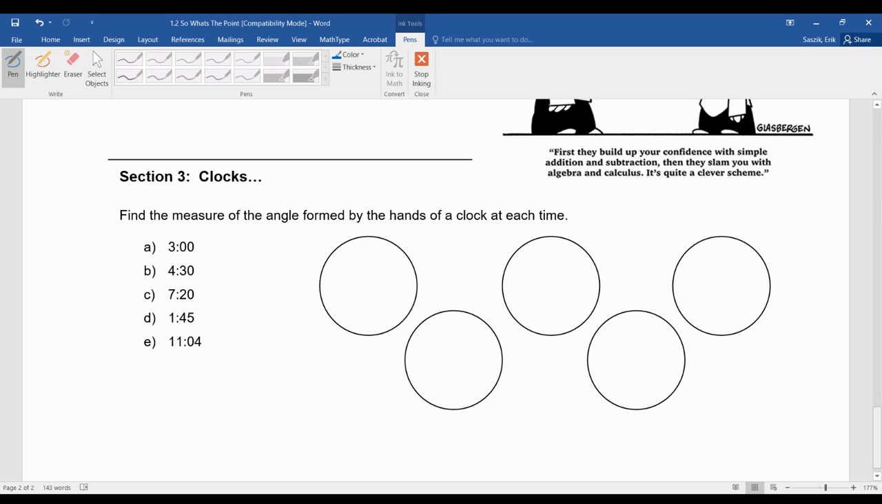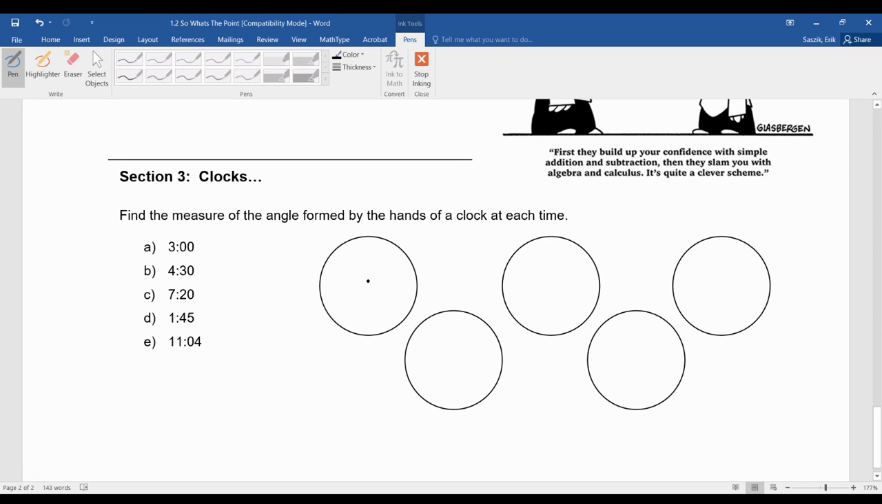Find the measure of the angle formed by the hands of a clock at each time. Now, when you see a question like that, folks, that just always means to find the smallest angle. So you're always going the short way around between the hands of the clock.